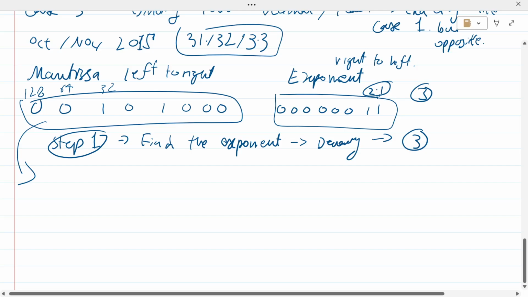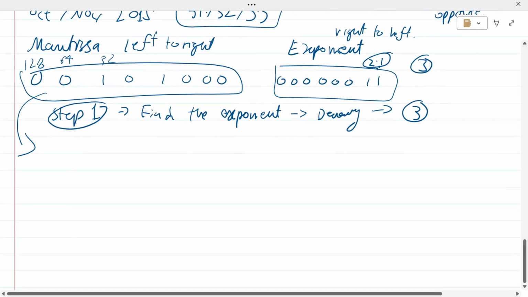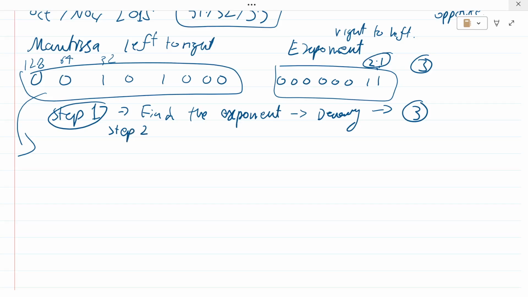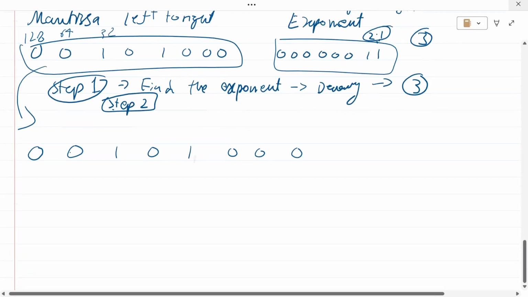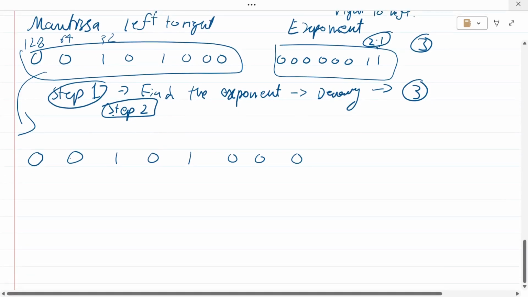Okay, there we go. Now look, we have the exponent. This was the first step. The second step is to write down the mantissa. That would be 0, 0, 1, 0, 1, 0, 0, 0, right? Now, where do you put the dot in here? Where do you put the dot?